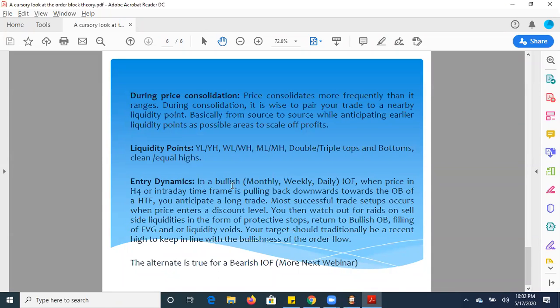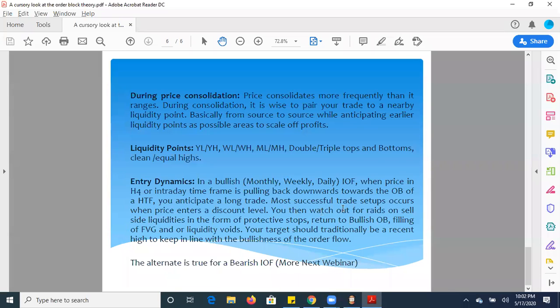So if we are bullish on a monthly, weekly, or daily, when price on the H4 or intraday time frame, which means anything lower than H4, is pulling back towards the order block of the higher time frame, you should anticipate a long trade. Most successful trade setups occur when price enters a discount level. We would discuss discount level later on, but you could watch some of Michael's wonderful videos on YouTube. He does a very good job of explaining discount beyond what I can ever explain.